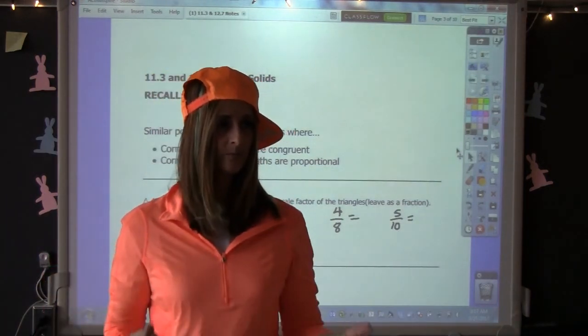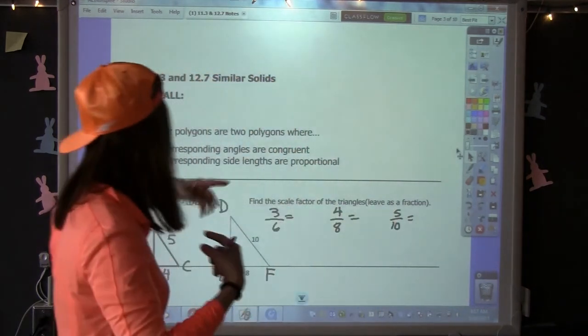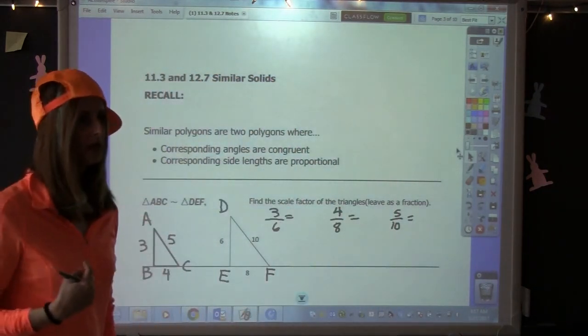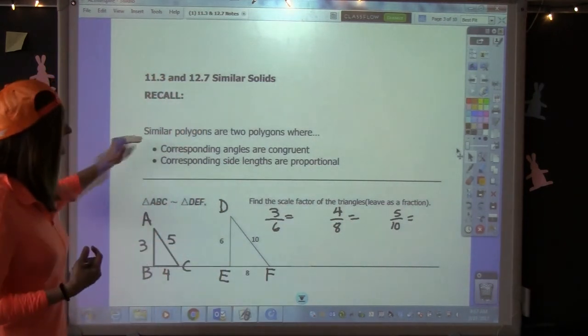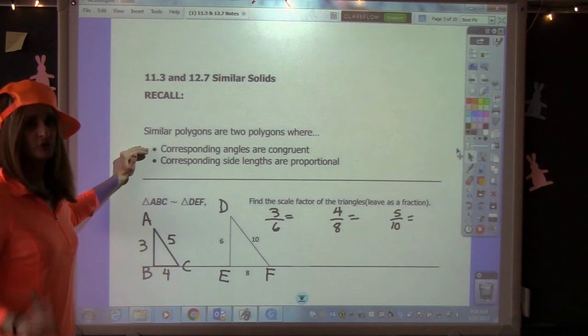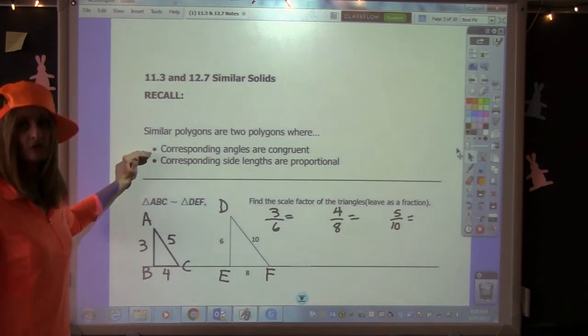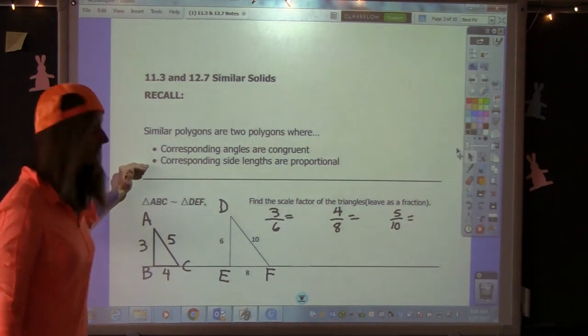Okay, so we're in the last section of this chapter and then we're moving on. You guys have a take home tonight that you should be able to do everything after you learn about similar solids, okay? So before we can learn about similar solids, we're going to review similar polygons, okay? So similar polygons are two polygons where the corresponding angles are congruent and the corresponding side lengths are proportional, okay?